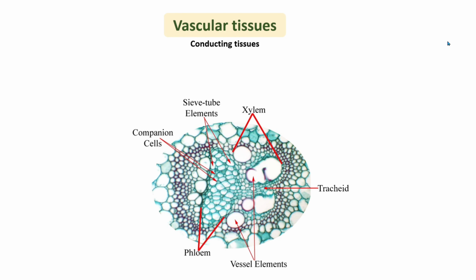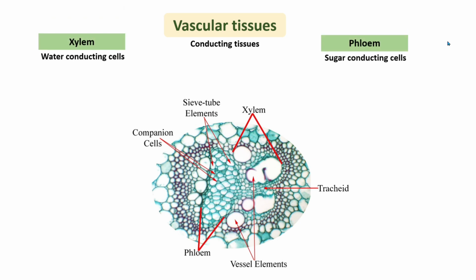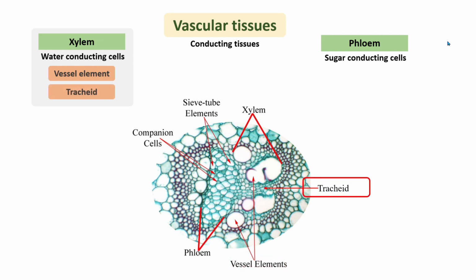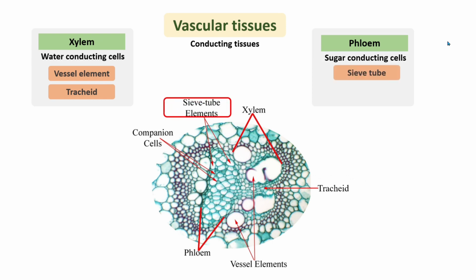Vascular tissue is conducting tissue. Two types of vascular tissues are xylem, a water-conducting cell, and phloem, a sugar-conducting cell. Xylem has two components: vessel elements and tracheids. While phloem also has two components: sieve tube and companion cell.